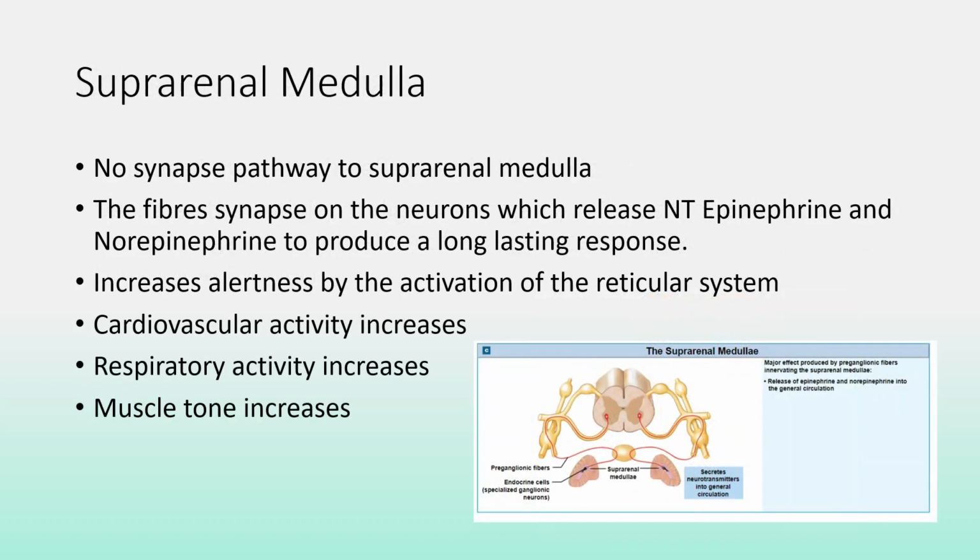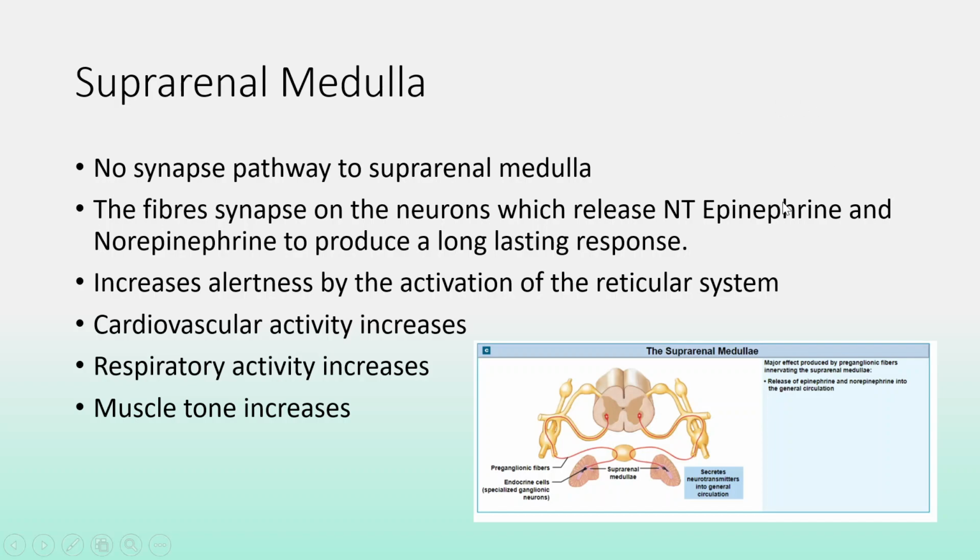And then we have the suprarenal medulla. So the suprarenal medulla is important to note because there's no synapse on the pathway that goes to the suprarenal medulla. And this is because of conserving time. Fibers just simply pass through the sympathetic chain and celiac ganglion without synapsing and reach the suprarenal medulla. Then fibers synapse on the neurons, which release the neurotransmitters epinephrine and norepinephrine to produce that long-lasting response.